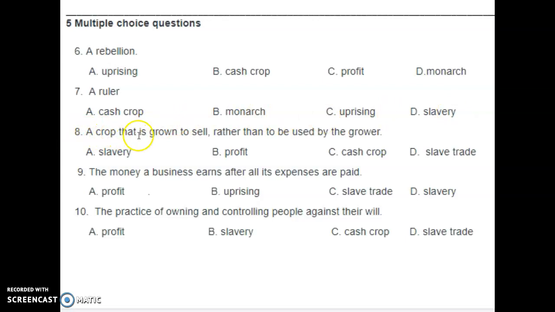Number 8, a crop that is grown to sell rather than to be used by the grower is A, slavery, B, profit, C, cash crop, D, slave trade. Number 9, the money a business earns after all its expenses are paid is A, profit, B, uprising, C, slave trade, D, slavery. Number 10, the practice of owning and controlling people against their will is A, profit, B, slavery, C, cash crop, D, slave trade.